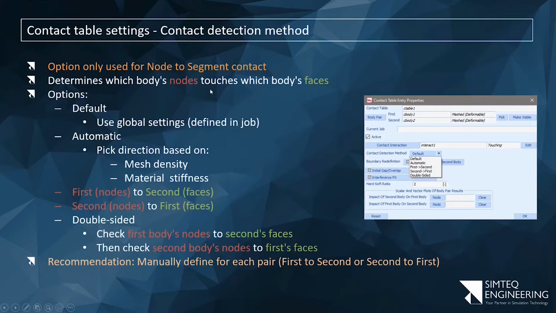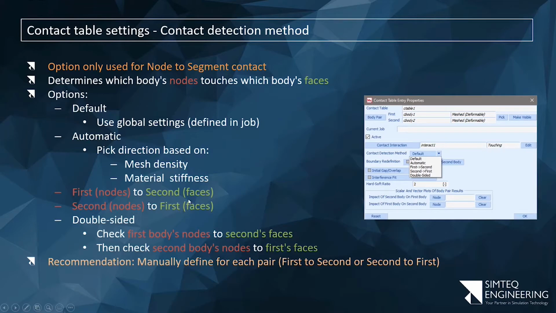So what it says is, if I have first to second, I mean the first body's nodes are checked against the faces of the second body. So their nodes in red, that's, not the word first, it's the first one, nodes to faces. Okay, and the faces in green. So if I use first to second, it says the first one's nodes touch the second one's faces. The second option there would be the second one's nodes would touch the first one's faces.